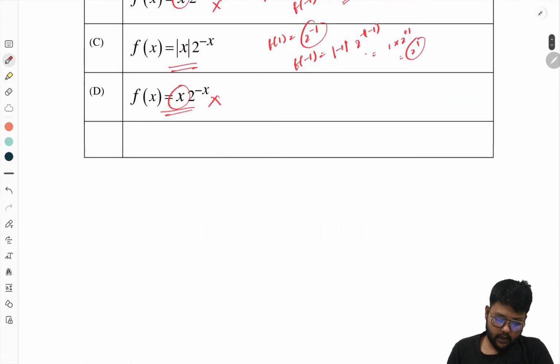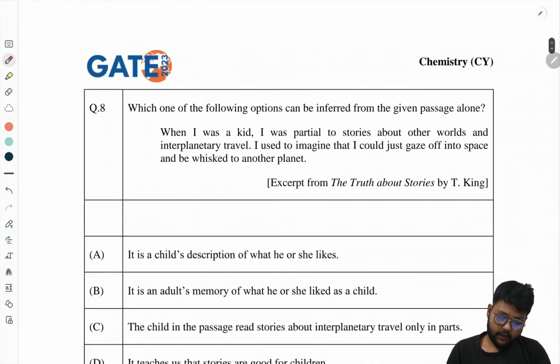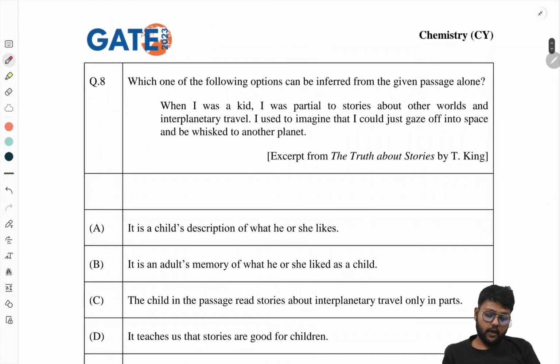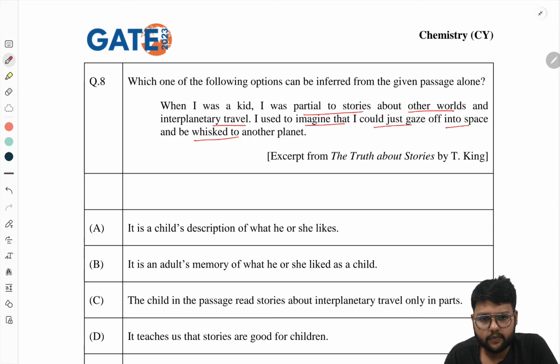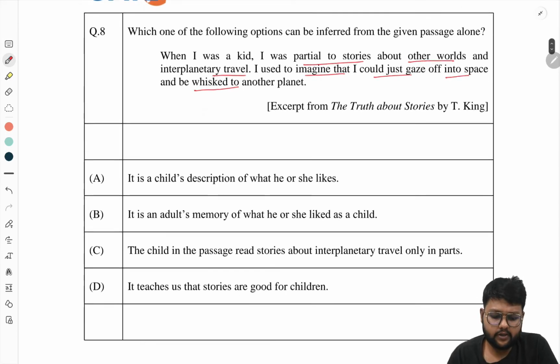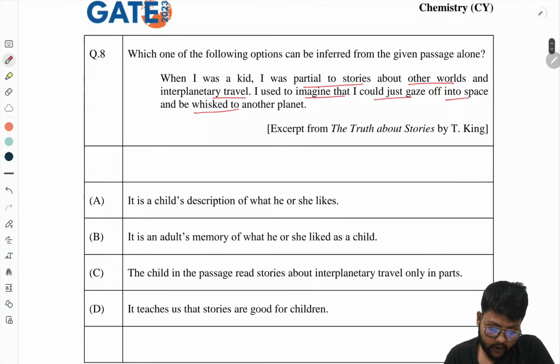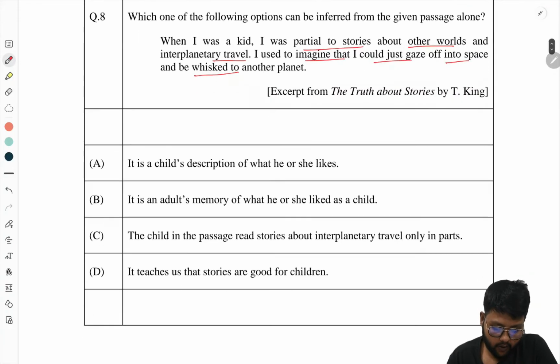Okay, so our next question is also a passage. When I was a kid, I was partial to stories about other worlds and interplanetary travel. Okay, I used to imagine that I could just gaze off into space and be whisked to another planet. So now we can say what we can infer. The options are there. Okay, we can check the options.